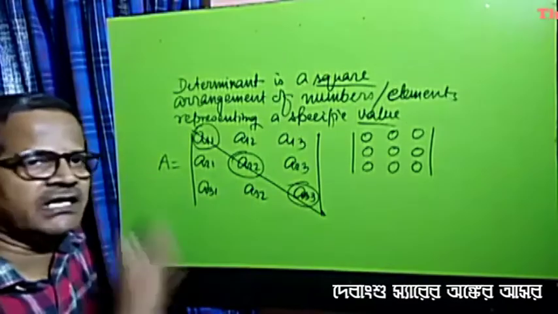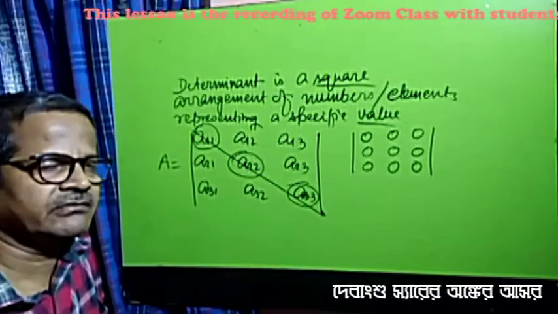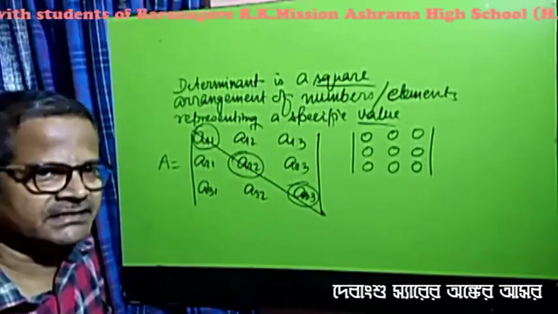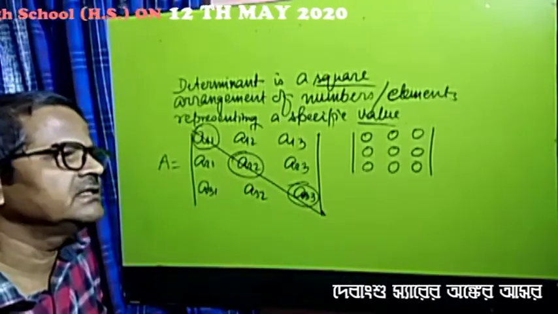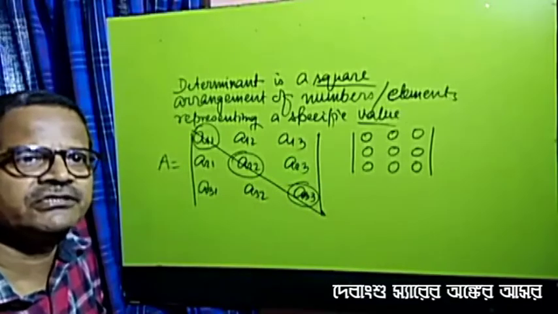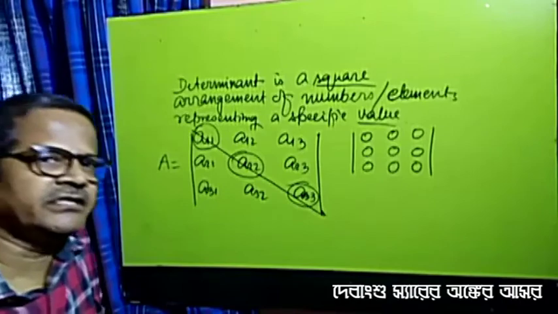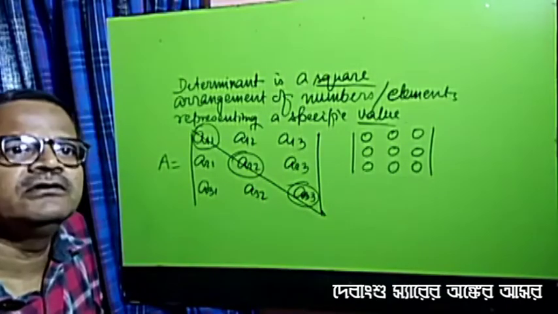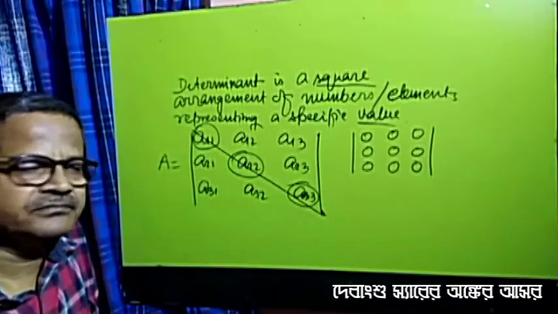But in a matrix, when all elements are 0, that is a very important matrix. In that case, we call it a zero matrix, but we can't call it a zero determinant because a determinant represents a specific value. There are plenty of determinants whose all elements are non-zero, but the value is 0.